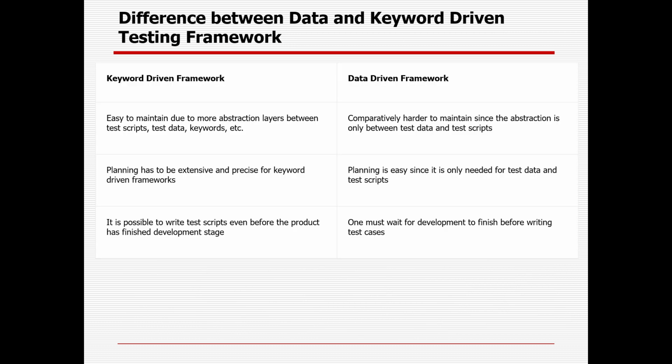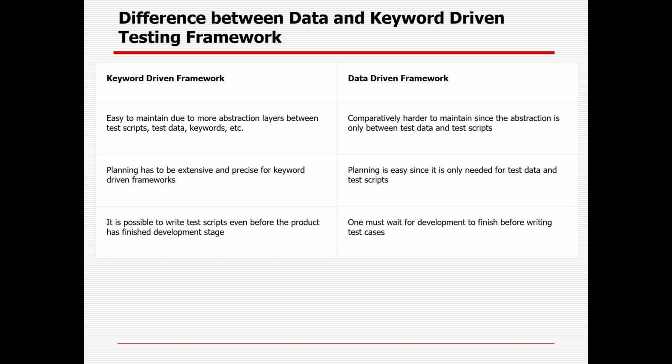So keyword driven is easy to maintain due to more abstraction layers, which sit between the test script, test data, and keyword. But data driven testing is comparatively harder to maintain, since the abstraction is only between the test data and the test script. Planning has to be extensive and precise for a keyword driven framework. Planning is very easy for a data driven framework, right? Only the data and test script are required.